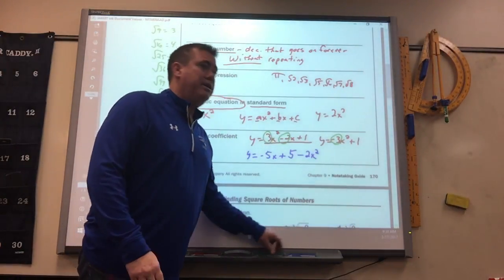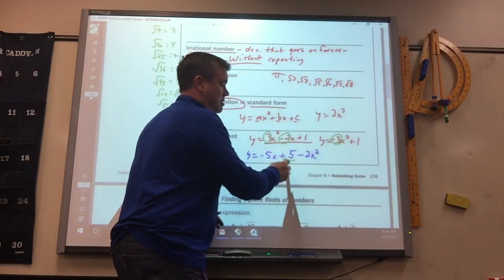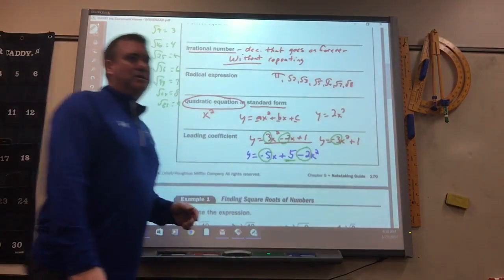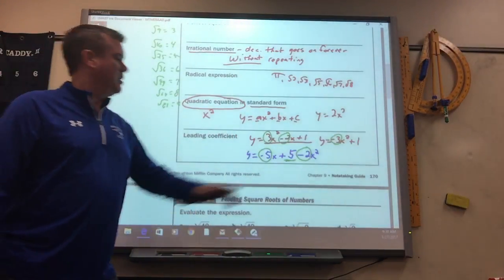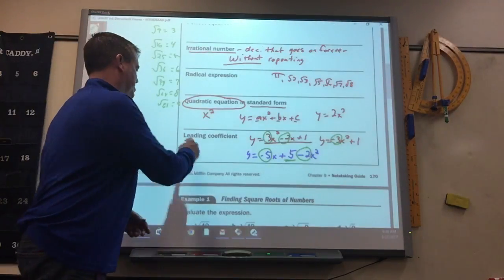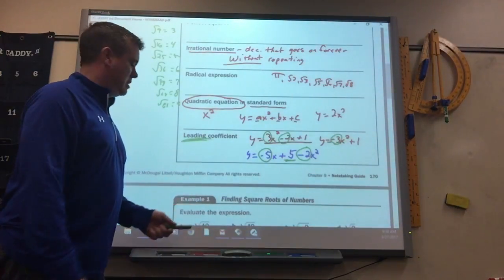Okay? This is called a constant. It doesn't have a variable. Here's a coefficient, here's a coefficient. Which one is the leading? Right, the one with the x squared is the leading one. Again, this is not that big of a deal if you don't remember what that is.